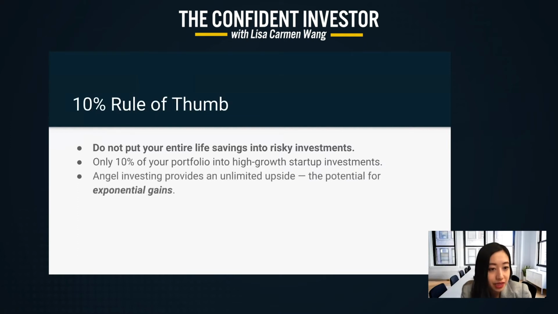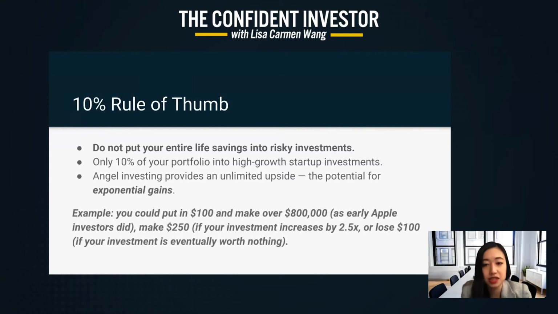And again, the reason I do this is because angel investing provides an unlimited upside, the potential for exponential gains. And just as another example, you could put in $100 and make over $800,000, and that's what early Apple investors were able to make. That's the type of gains when Apple was early on. Or, if your investment increases by just 2.5x, you could make $250 from that.